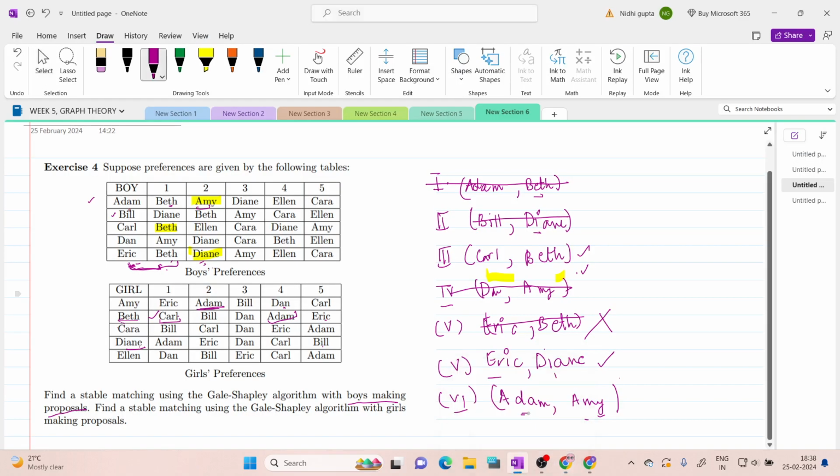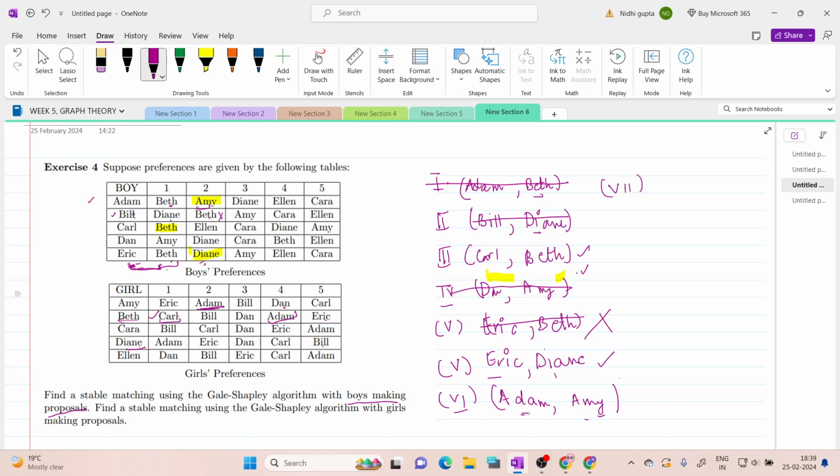So we see after Adam, Bill. We have to give Bill. But Bill has already proposed to Diane. So we look at the second preference for Bill. Second preference for Bill is Beth. But Beth is already engaged to Carl. And Beth prefers Carl the most. So Bill and Beth also can't get engaged.